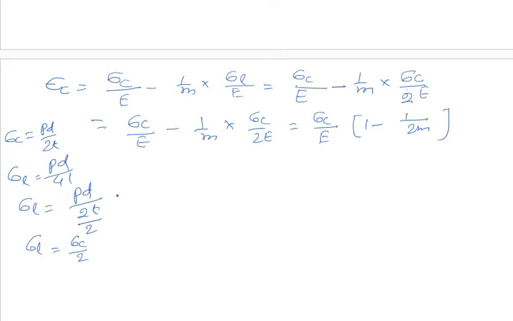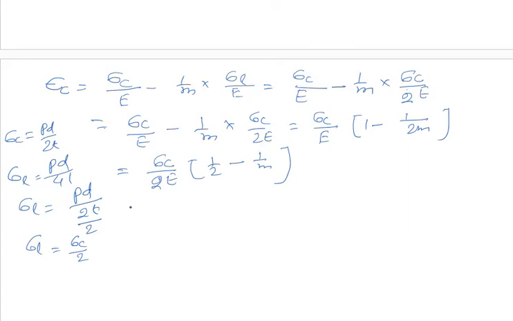One minus 2m. So finally, if I take common half, then we will get sigma c by 2E into half of this minus half will be cancelled, so 1 by m, correct? Half minus 1 by m, correct?